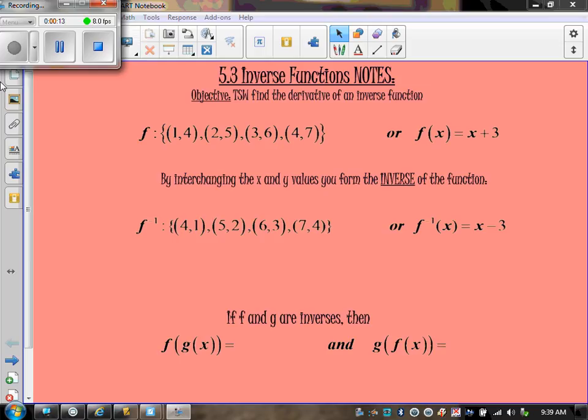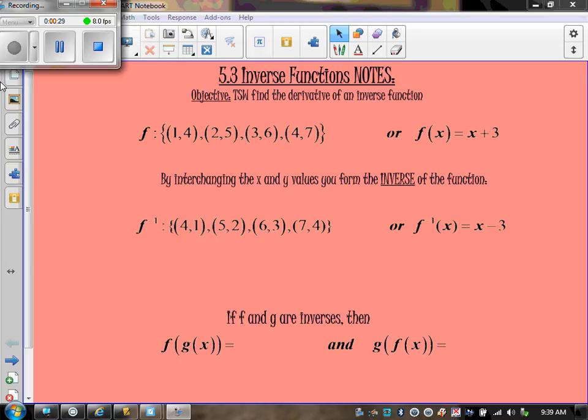I can give you a function a whole bunch of different ways. I can give you a function as a list of points. I can give you a function as an equation. I can even give you a function as a picture of its graph, right? Let's talk about how to find the inverse of the functions, though.